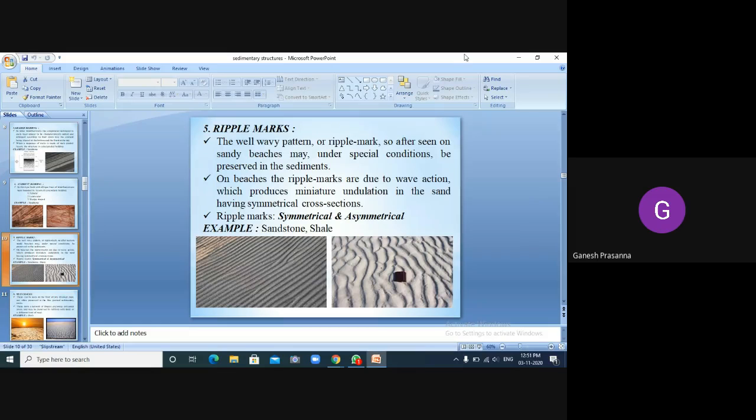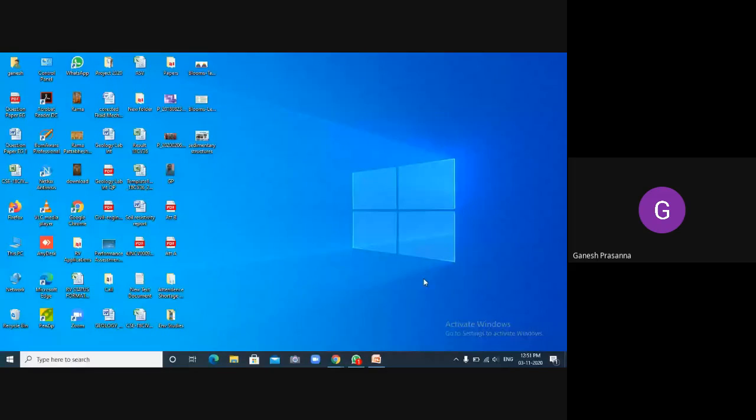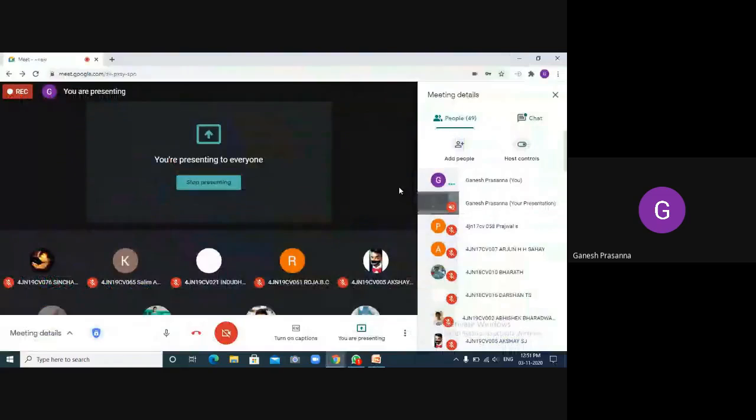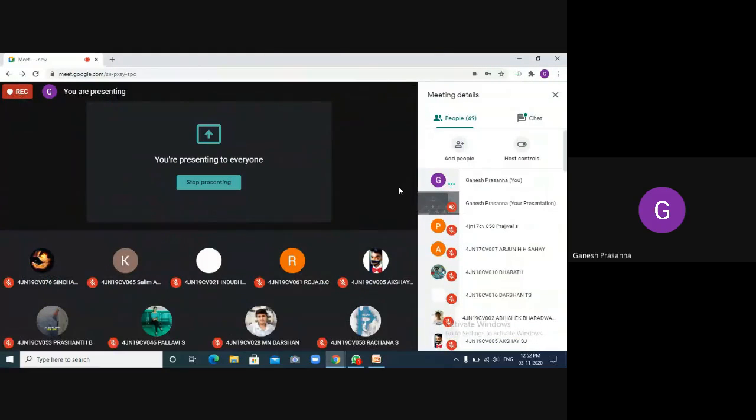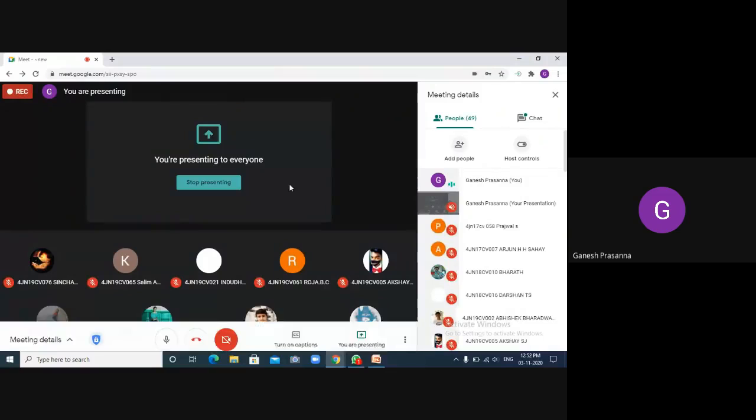So this completes the primary structures of sedimentary rocks. This is very important. Every now and then you can find them in your question papers. If you have any questions, you can ask me now. We shall continue our discussion next class.